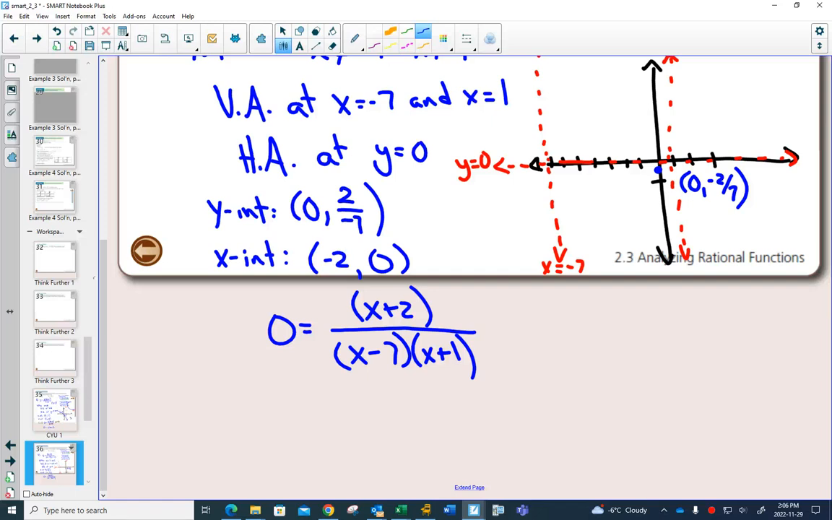Why did I say that would bother you? Well, let me just graph it. See if it bothers you. That bother you? Does it bother you that you have a point on an asymptote? Oh, a little bit, eh?